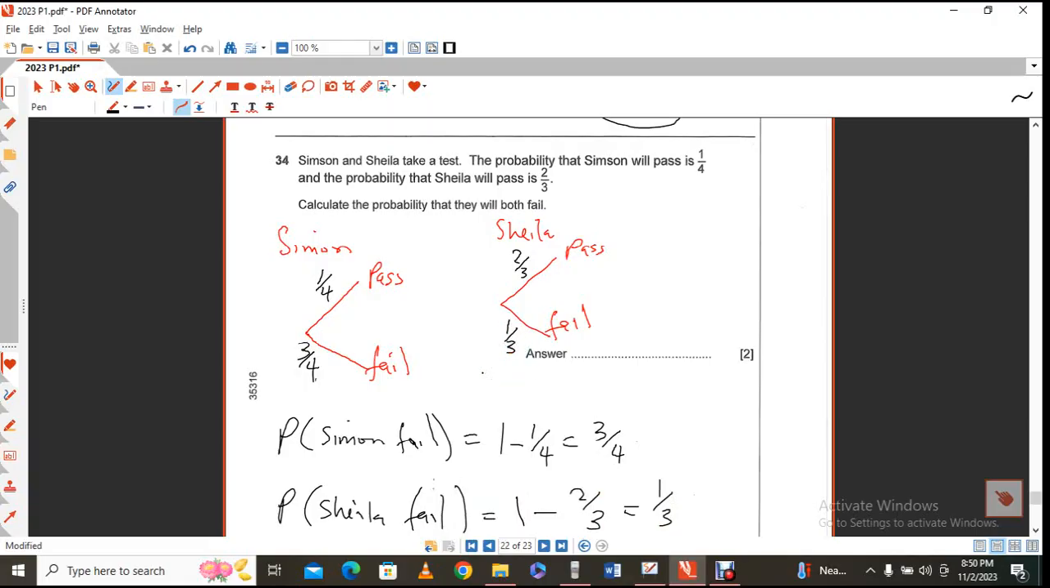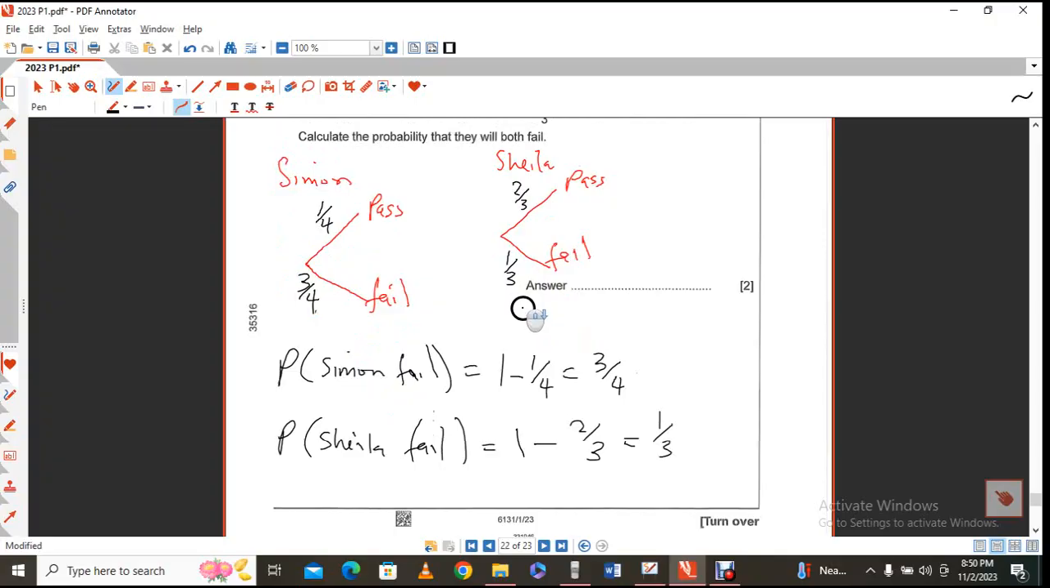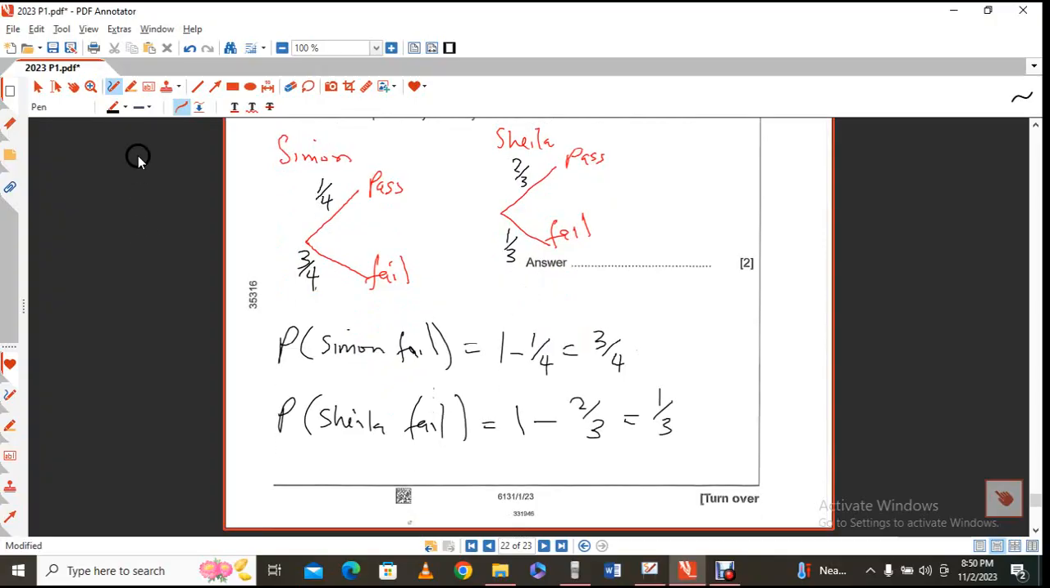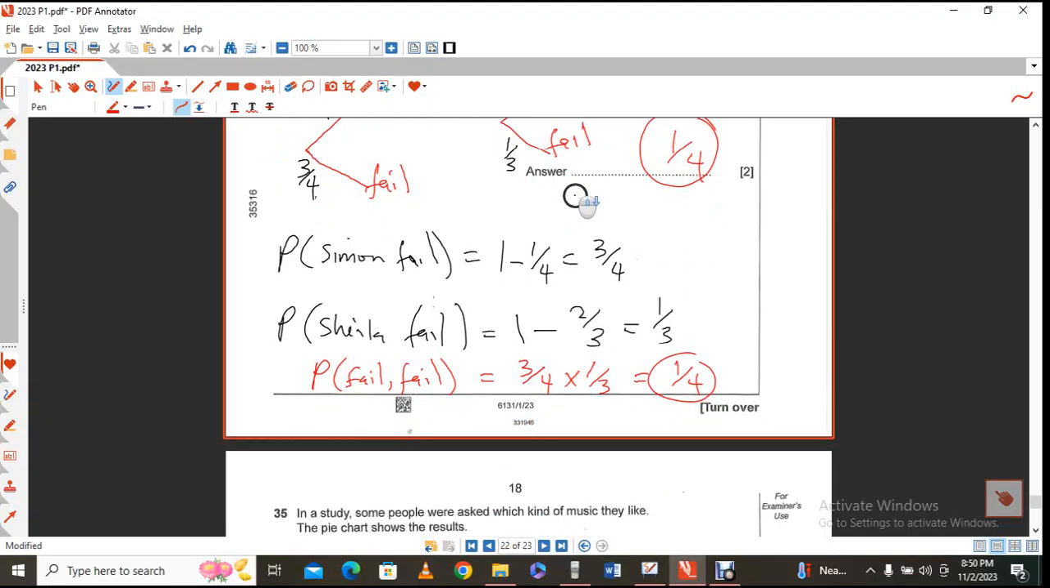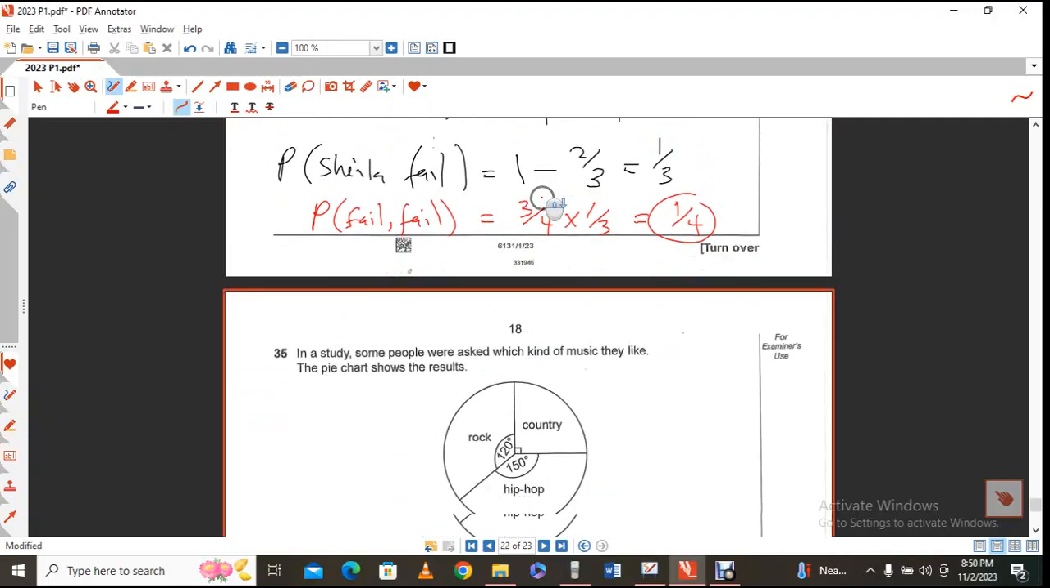Right, so the probability for fail, you can just write it over here. The probability that both will fail would be the product of 3/4 and 1/3. 3 over 4 times 1 over 3. If you do that, you get 1 over 4 as an answer, which is our answer over there. Okay? Two independent events, that's how you find it.